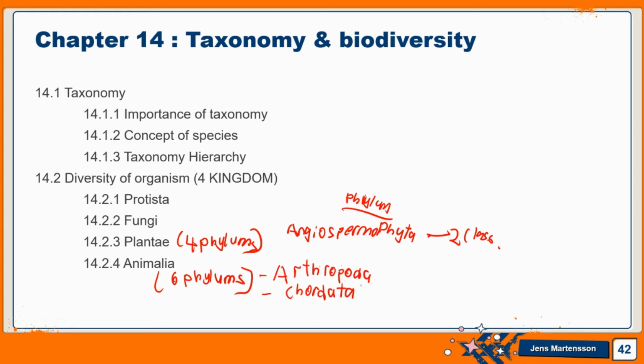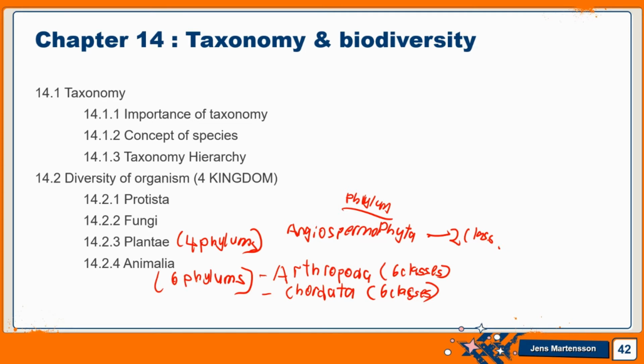These two phyla, you also need to learn until class. The classes are not few like in Angiospermophyta. Arthropoda, I think, has 6 classes. If I am not mistaken, there are a total of 6 classes you have to know. And for Chordata, there are also a total of 6 classes. If I am not mistaken, you can refer to your textbook. Each class you have to know.